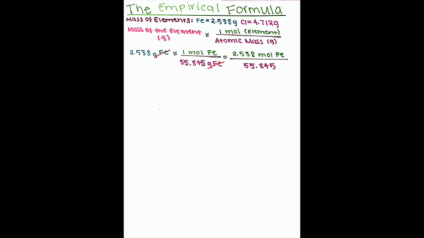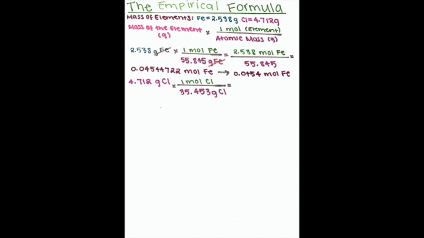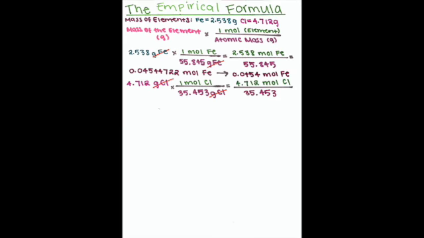The second step is finding out how many moles of chlorine we have, so we're going to do 4.712 grams of chlorine times 1 mole of chlorine divided by 35.453 grams of chlorine, which again is the atomic mass. And just like we did right above, the grams of chlorine are going to be cancelled, and then we have left 4.712 moles of chlorine divided by 35.453.